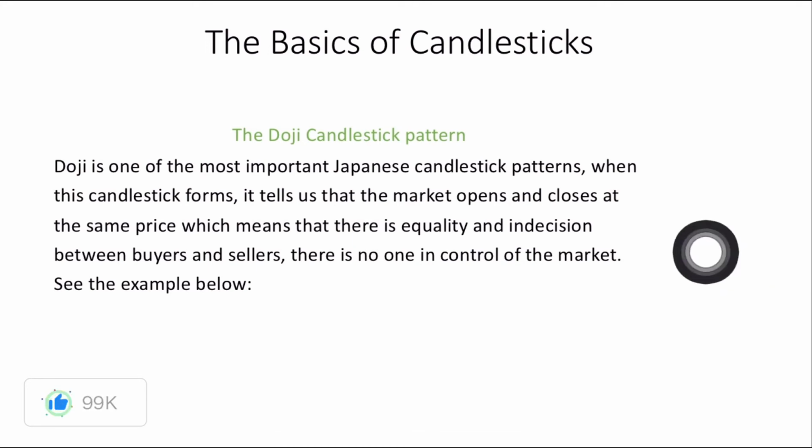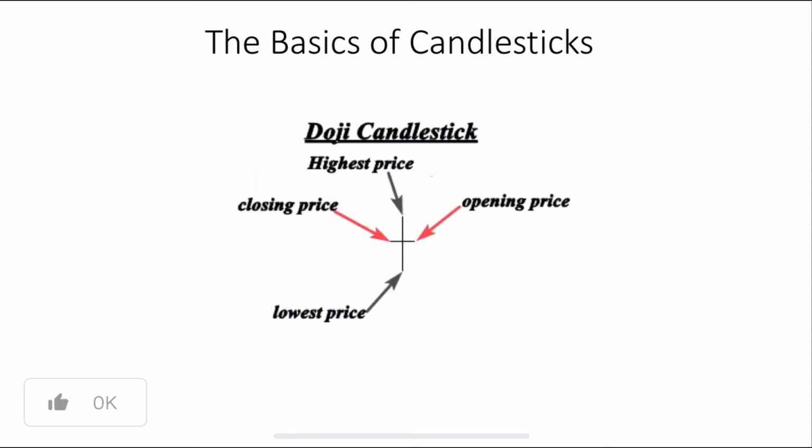So let's move on to the Doji candlestick pattern. The Doji is one of the most important Japanese candlestick patterns. When this candlestick forms, it tells us that the market opens and closes at the same price, which means there is equality and indecision between buyers and sellers. There is no one in control of the market. As you see here, this is called a Doji candle.